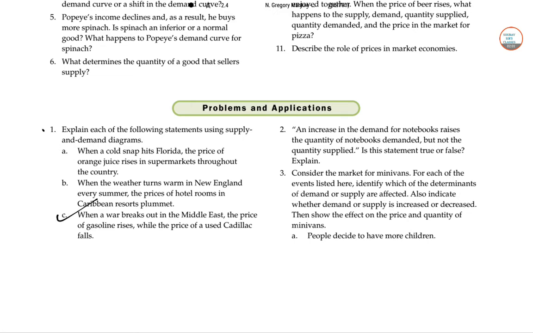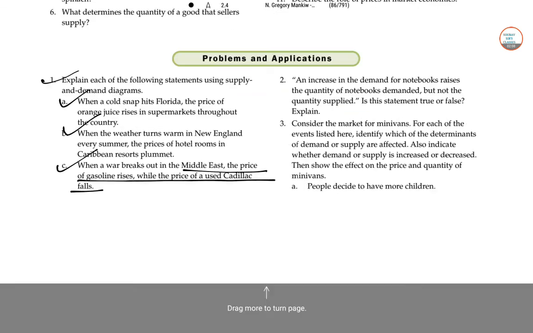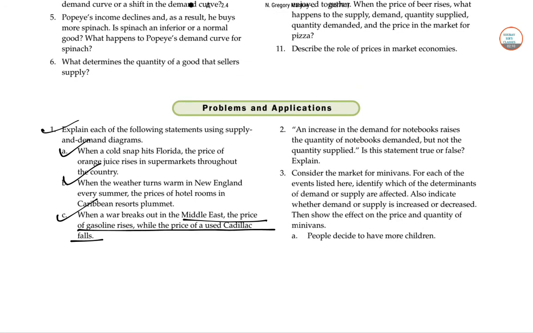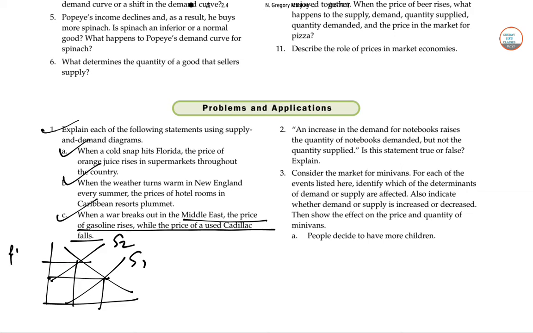When a war breaks out in the Middle East, the price of gasoline rises and the price of Cadillacs falls. A Cadillac is not at all a fuel efficient car, it is fuel inefficient. As a result, markets will be affected. For gasoline, demand is the same, supply will shift to the left. As a result, quantity falls and price rises, and quantity demanded falls.